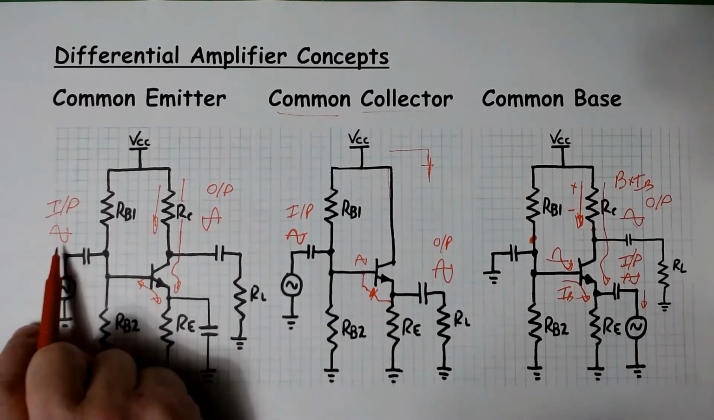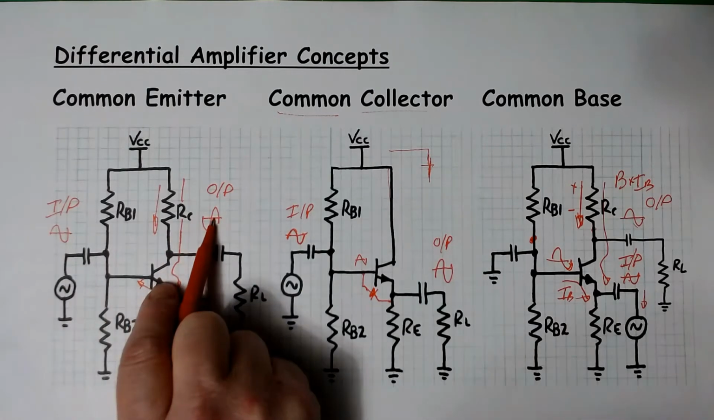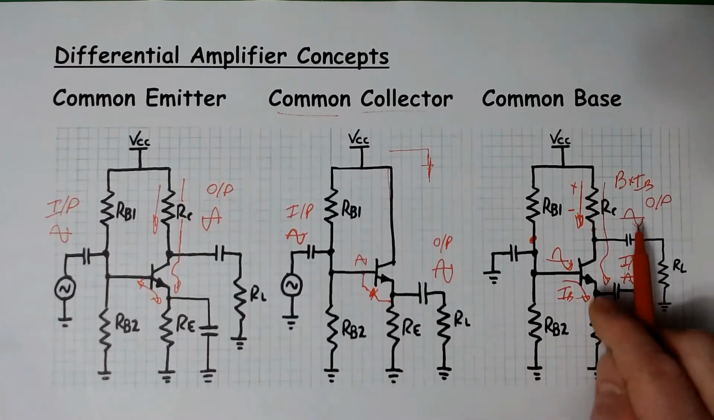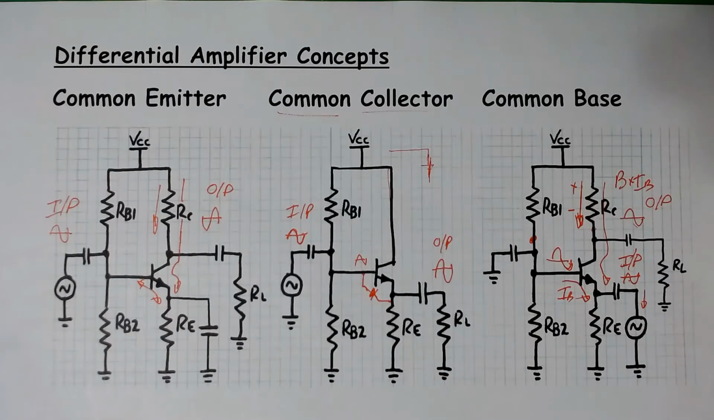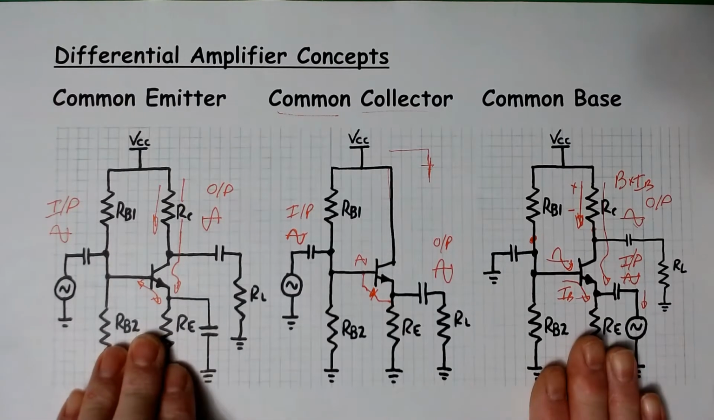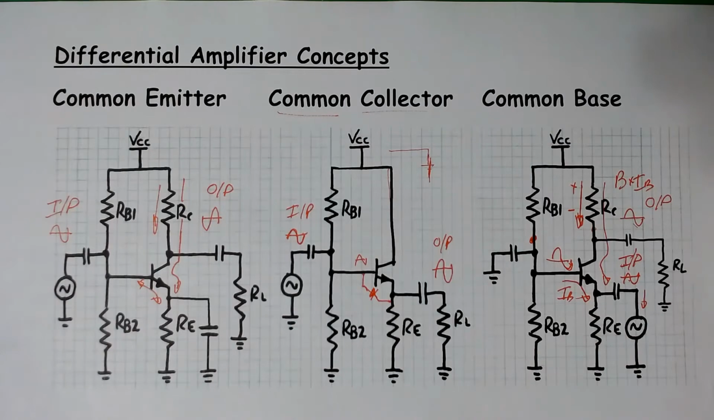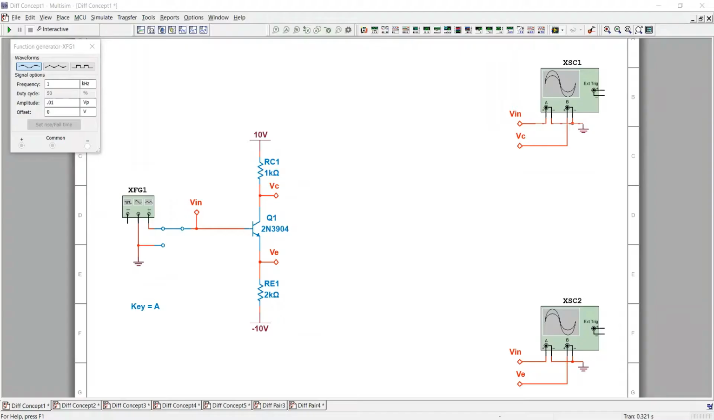So here, input and output are out of phase, while over here, input and output are in phase. Let's switch over to Multisim and show how we're going to take this one and put them together into a differential amplifier. Let's start looking at the differential amplifier by looking at this example of a common emitter amplifier.